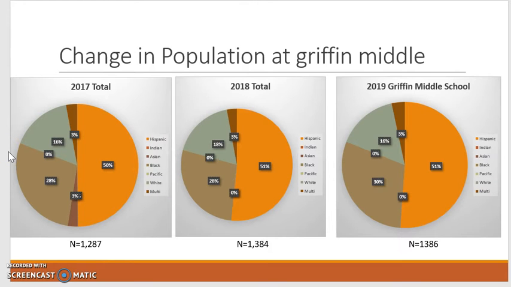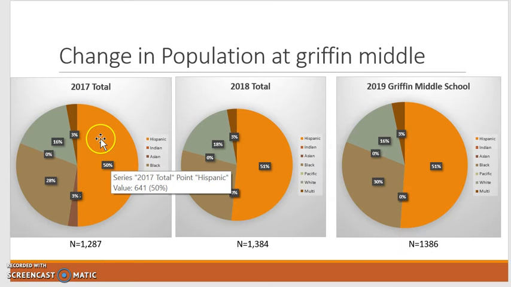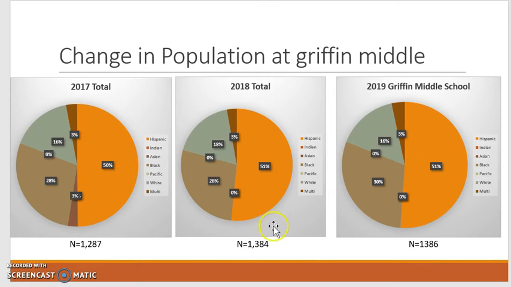Change in Griffin population at middle school. Over the past 3 years, the demographic makeup has remained pretty steady. From 2017 to 2019, about 50% has been Hispanic and 28% white. There has been a slight decrease in the percentage of white students by 2% from 2018 to 2019, and a decrease in the Asian population from 3 years ago.